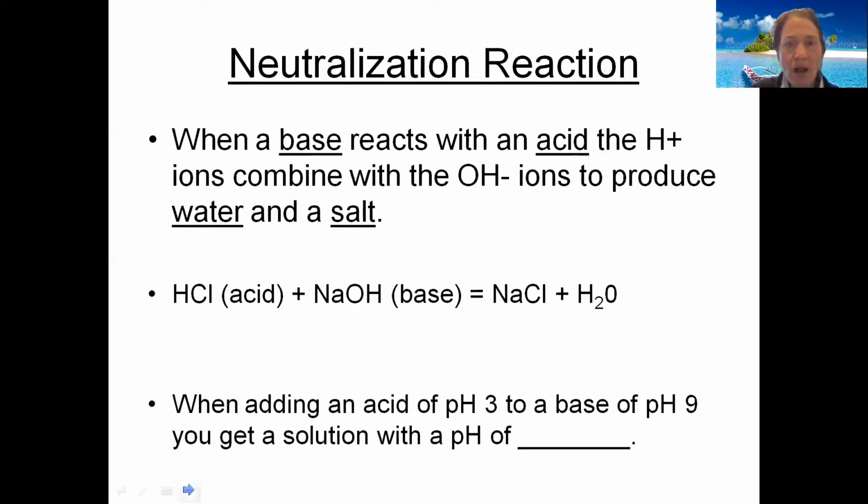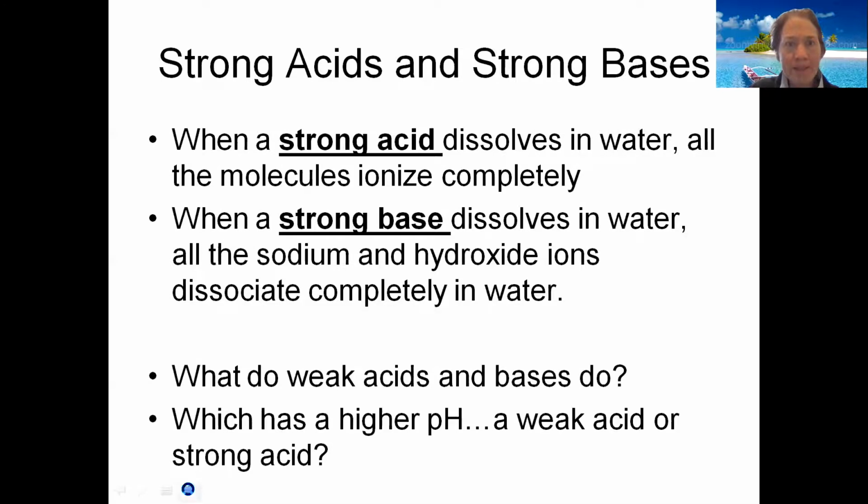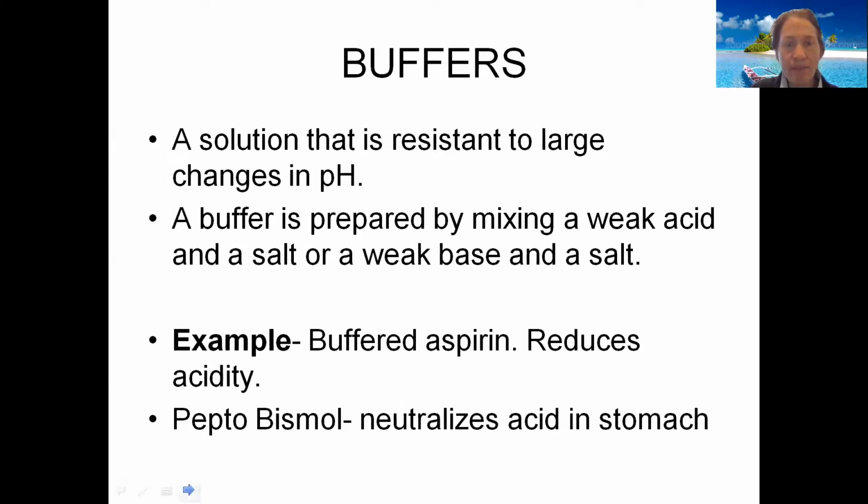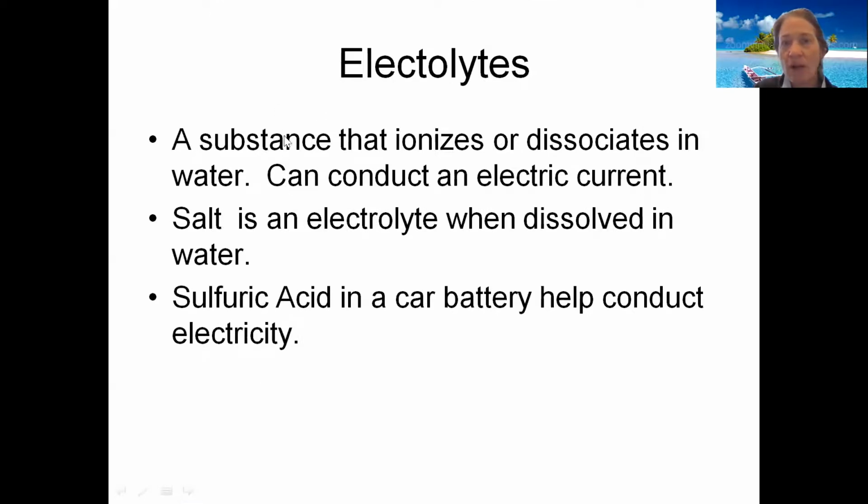All right, just a couple other things that we want to talk about. We talked about strong and weak acids, and buffers. Remember what a buffer is? A solution that is resistant to large changes of pH. A buffer is prepared by mixing a weak acid and a salt of a weak base. We talked about that yesterday. Electrolytes are substances that totally ionize or dissociate in water, and can conduct an electric current. All right, and that's it.